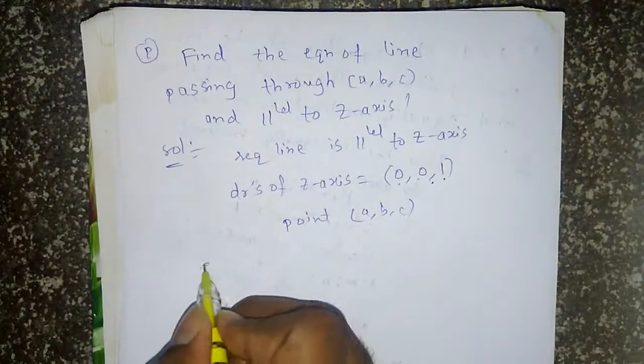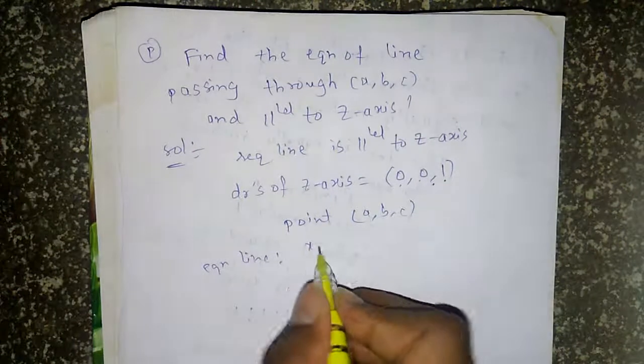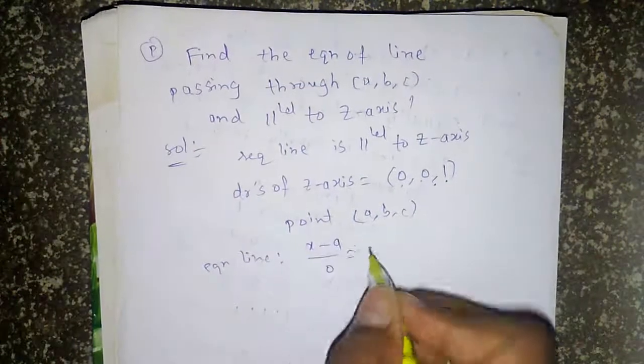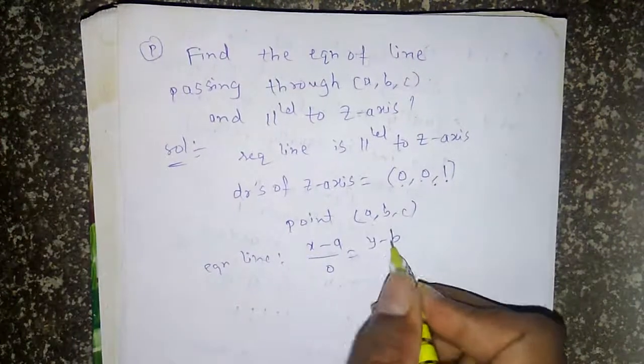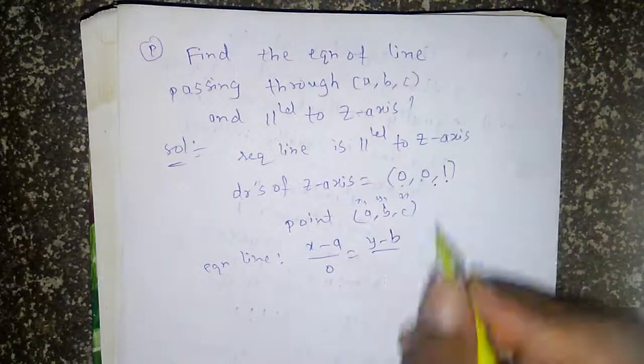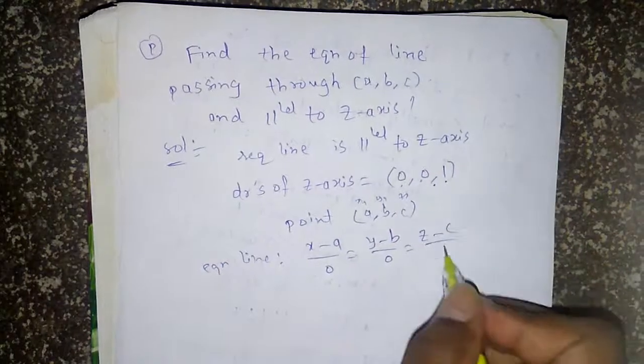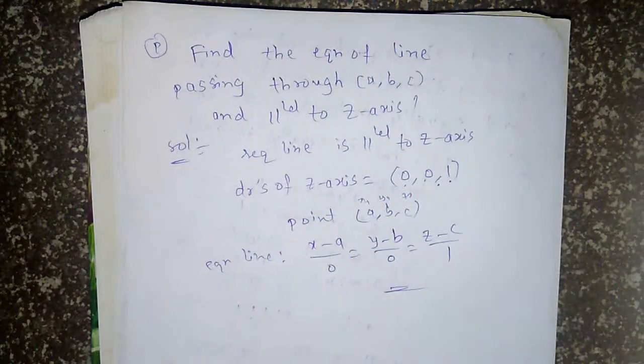So the equation of the line in standard form is x minus x1 by a, that is x minus a by 0, y minus y1, that is y minus b by 0, z minus c by 1, which is the required equation of the line.